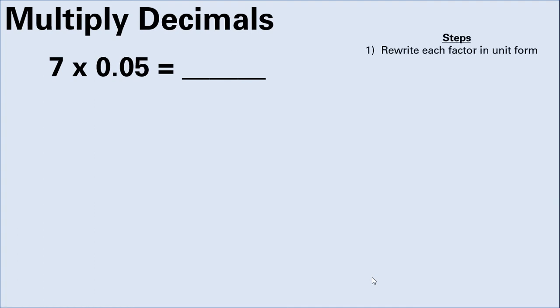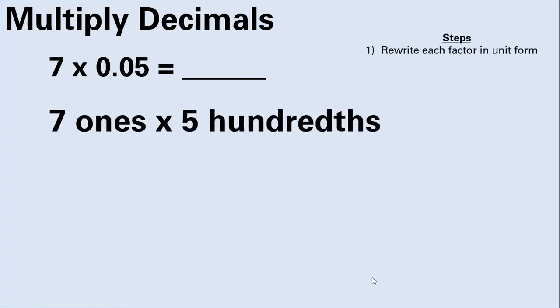First, we're going to rewrite each factor in unit form. The 7 is in the ones place, so we have 7 ones, and the 5 is in the hundredths place, so we have 5 hundredths. Now we're going to multiply the whole numbers. 7 times 5 equals 35. Next, we're multiplying the place values.